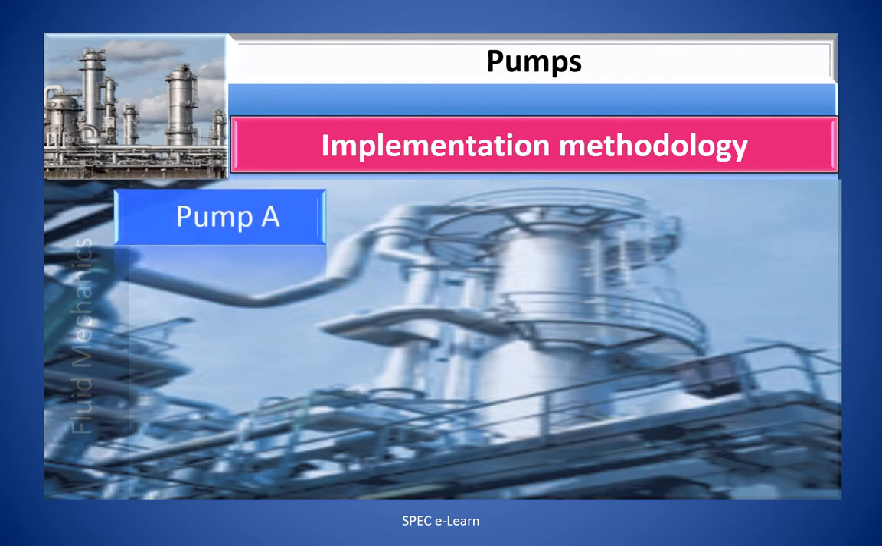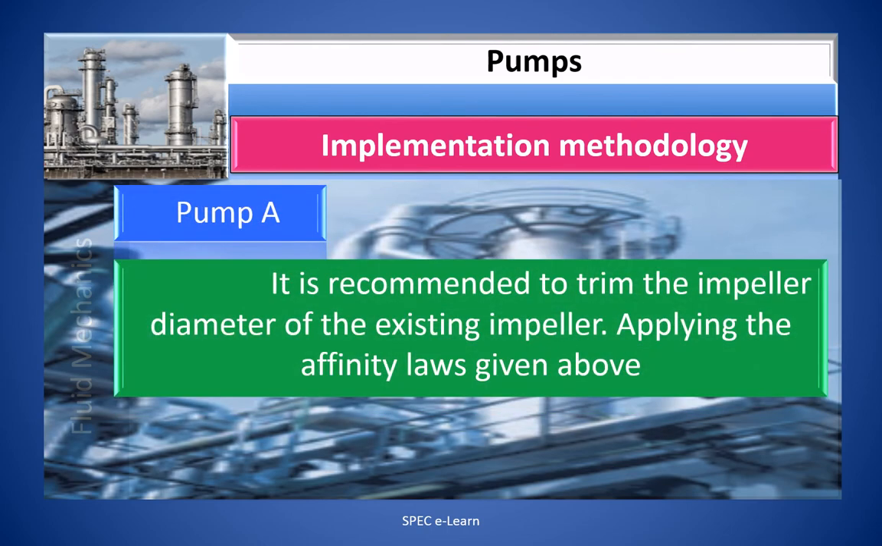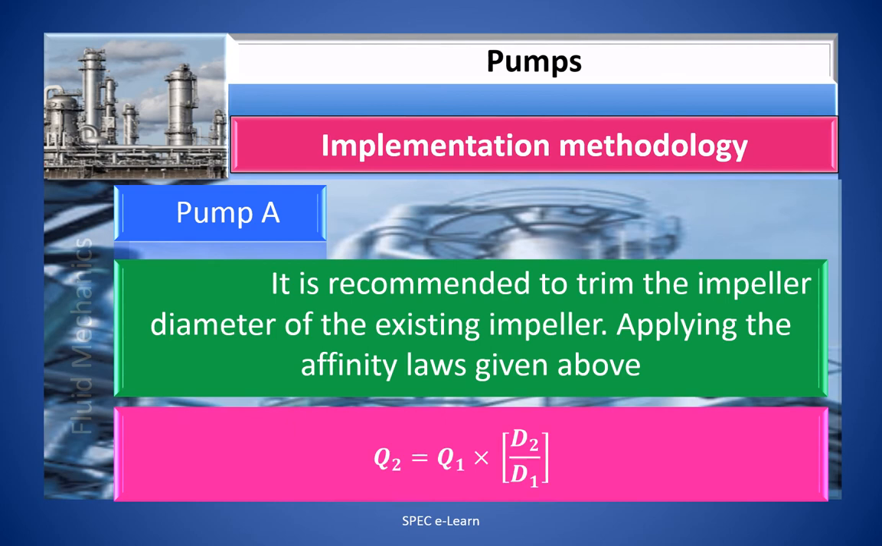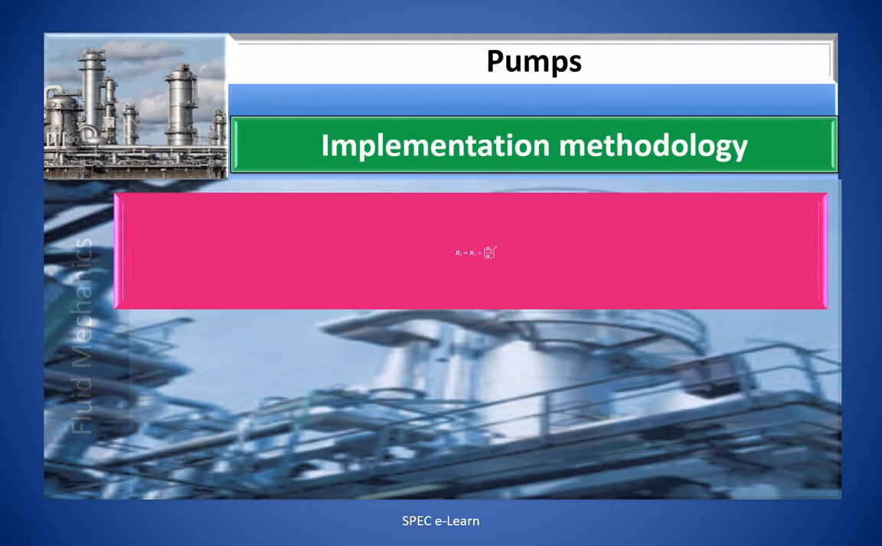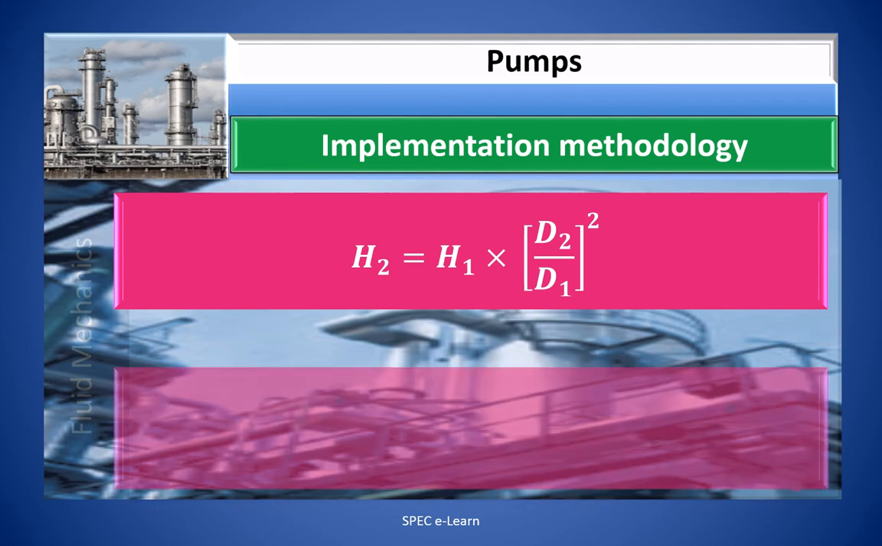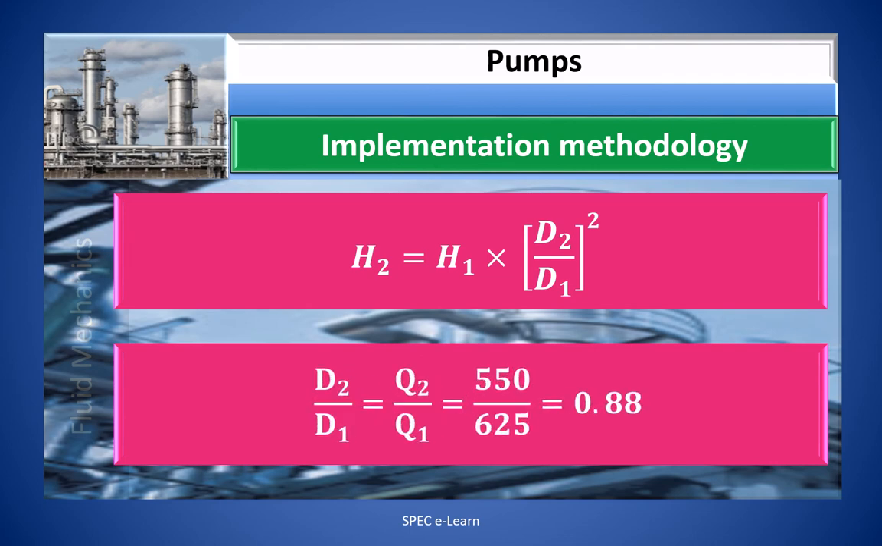Implementation methodology. For pump A, it is recommended to trim the impeller diameter of the existing impeller. Applying the affinity laws given above, we get Q2 equal to Q1 times D2 by D1, and H2 equal to H1 times D2 by D1 squared. So the ratio of D2 to D1 equal to Q2 by Q1, which is equal to 550 by 625, which works out to 0.88.